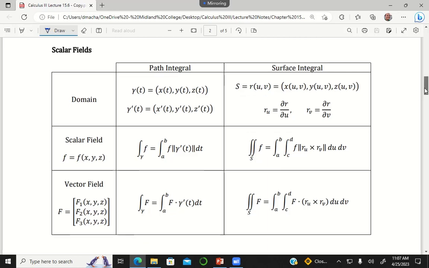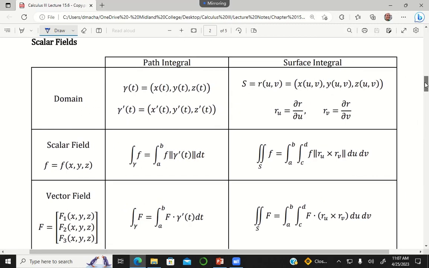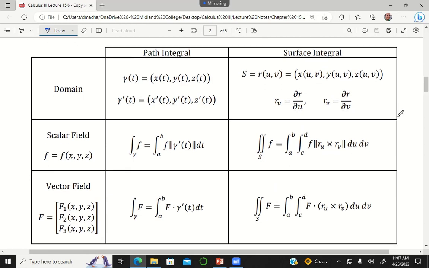So this whole table right here is something you'll have to have memorized. And the thing is, we've already talked about path integrals, right? We've already done a path integral over a scalar field, where we have a path gamma with a parameter t, and you take gamma prime of t, and then you take the norm, and then you put that in your integrand along with your scalar field. And then that's just regular multiplication, because that's a scalar times a scalar.